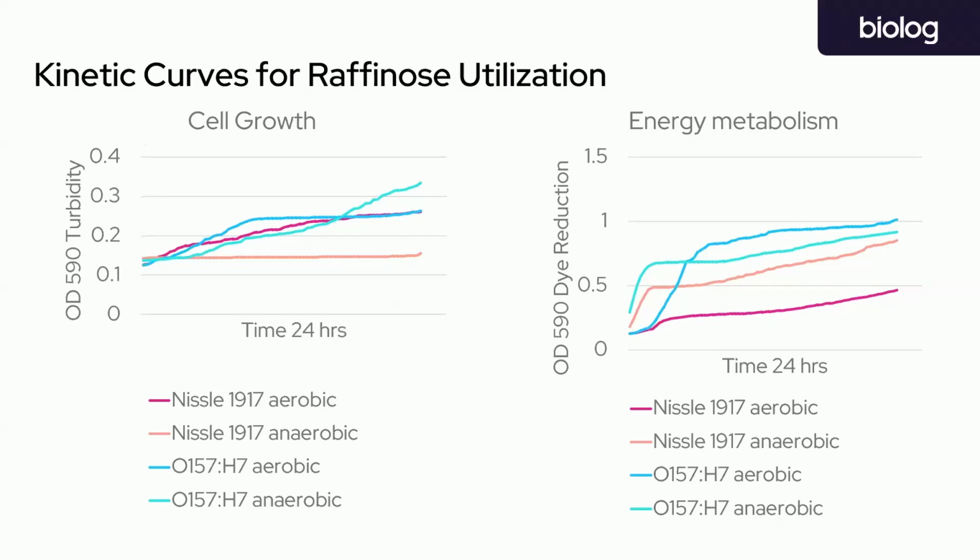Next, we look at kinetic curves for raffinose. For growth, an endpoint read at 12 hours would tell a very different story and may lead to an incorrect conclusion, as O157:H7 in dark blue and Nissle 1917 in pink reach similar OD values after 24 hours under aerobic conditions. Energy metabolism shows similar intricacies, with O157:H7 aerobic in dark blue initially lagging, only to reach a similar endpoint to strains cultured anaerobically.